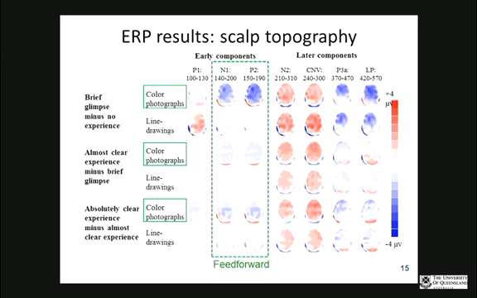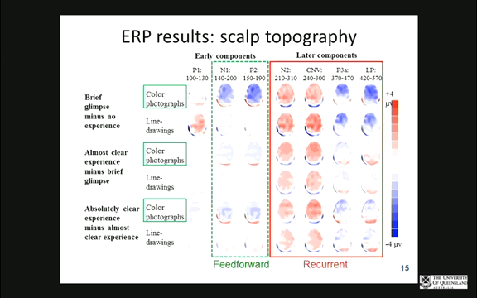Here is the scalp distribution. From this figure, we can see the N1 effect had a similar distribution to P2, just with the time window for N1 earlier than P2. This is consistent with feed-forward processing. Also, N2 and VAN, and P3A and LP have similar scalp distributions, just N2 and P3A were earlier than VAN and LP. These patterns were consistent with recurrent processing.